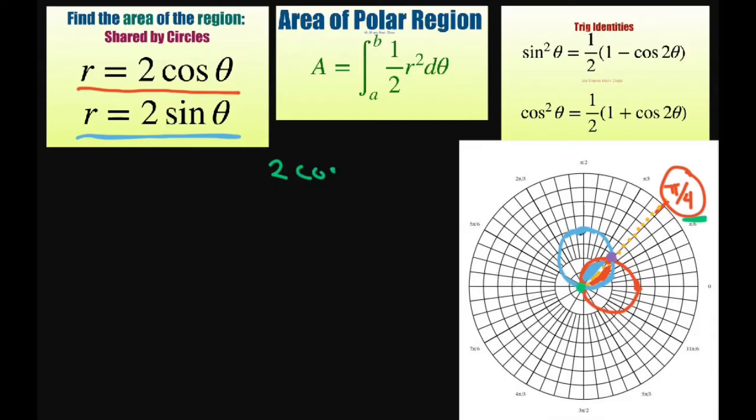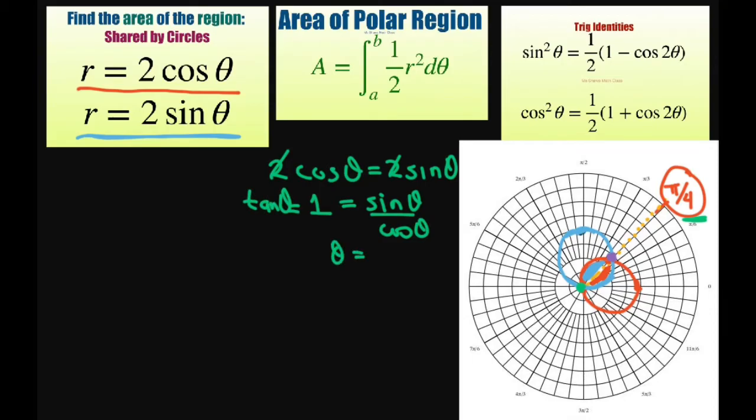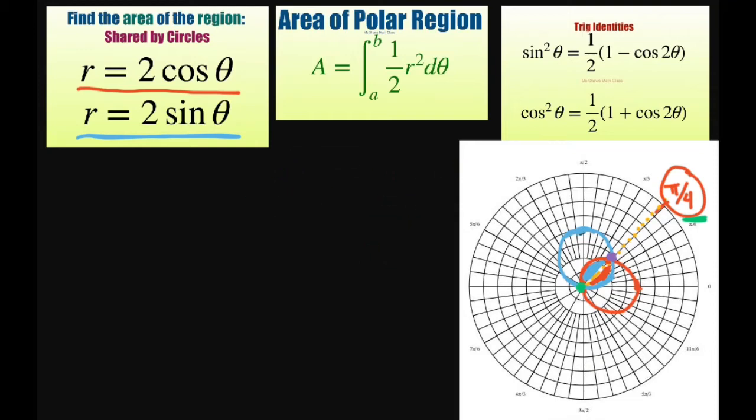2 cosine of theta equals 2 sine of theta. And so the 2's will divide out. And if you divide both sides by cosine, you get 1 equals sine of theta divided by cosine of theta, which equals tan of theta. So theta would be pi divided by 4, which is your intersection. And of course, 0 would work as well. So there's your intersection, and that's just a quick way to look at that.